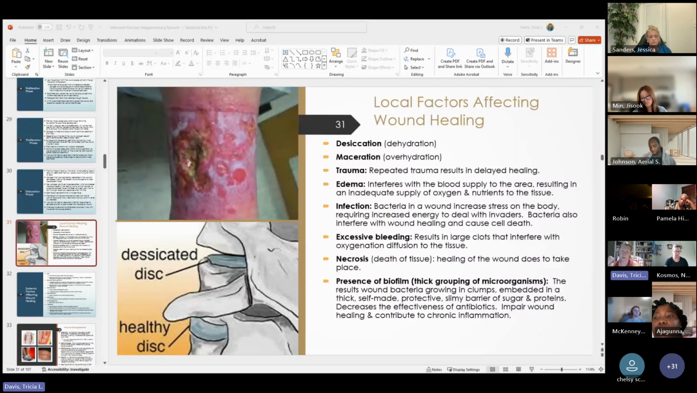Necrosis is death of a tissue. So the healing of the wound does not take place at all. We don't have any blood flow to that area. All of the tissue dies and the wound will not be able to heal properly.